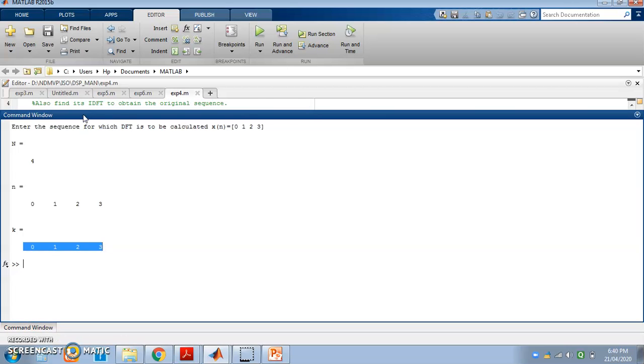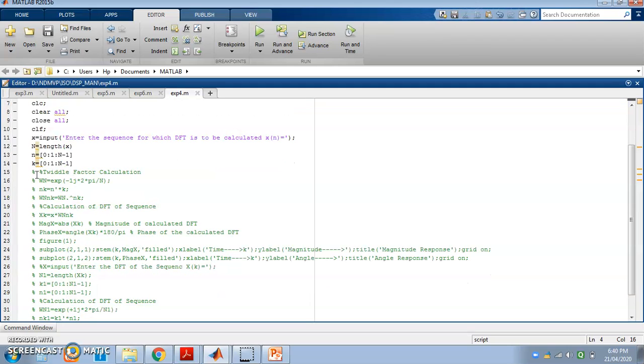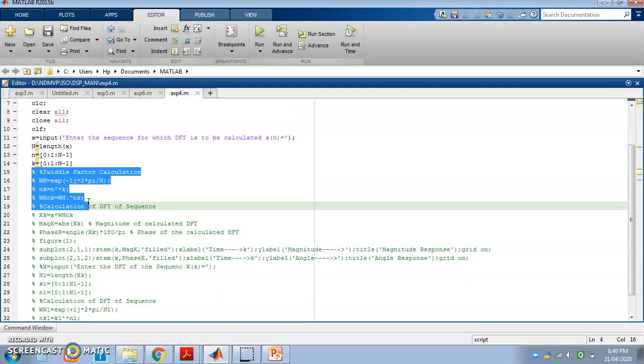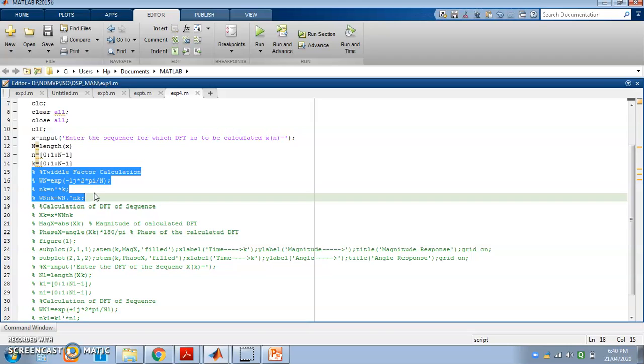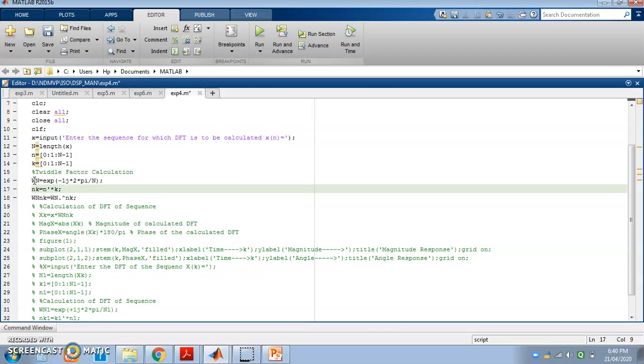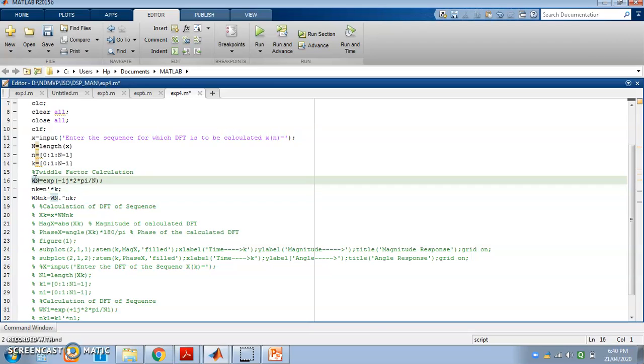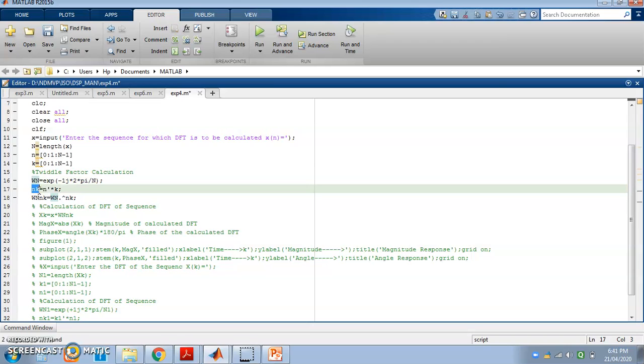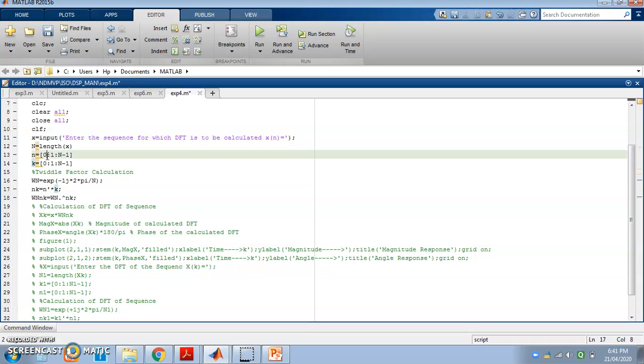Again let us come to the editor window, and here I can comment the next 3 lines. I will just uncomment this. Here it is mentioned in line number 16 that w suffix n is the twiddle factor that I want to calculate. So w suffix n is a complex number, expressed as the exponential of minus j 2 pi upon capital N, but we know that it is w suffix capital N raised to nk. This n into k can be considered in matrix form simply by multiplying n transpose into k, because we know that the size of n and k is the same.